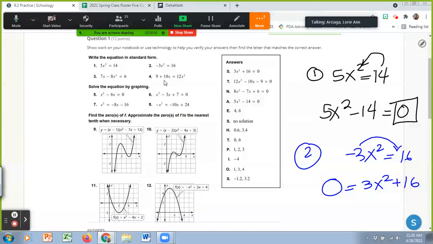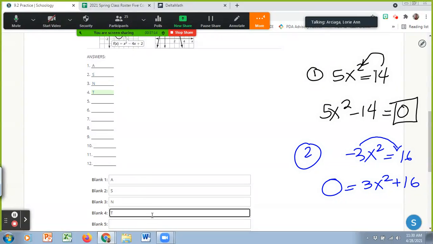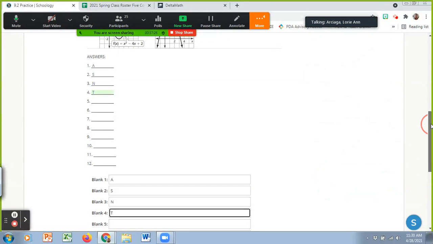Okay, one last. This one. One last. T, which is this one, right? 12x squared minus 10x minus 9. Okay, so the first four have been done for you. Alright, your classmates have answered the first four. Questions about that? That was easy, huh? Okay, now let's move on to the next set.